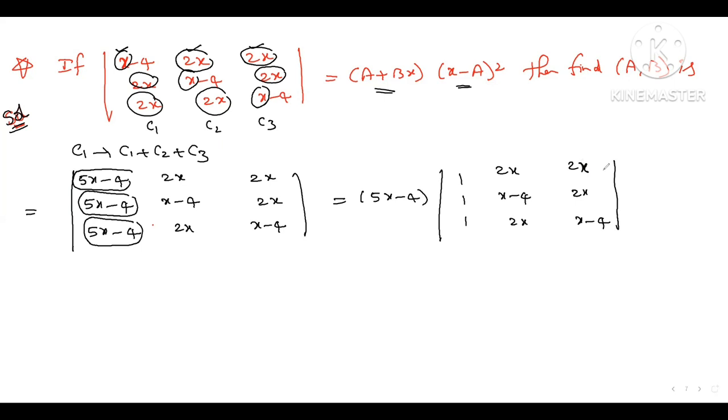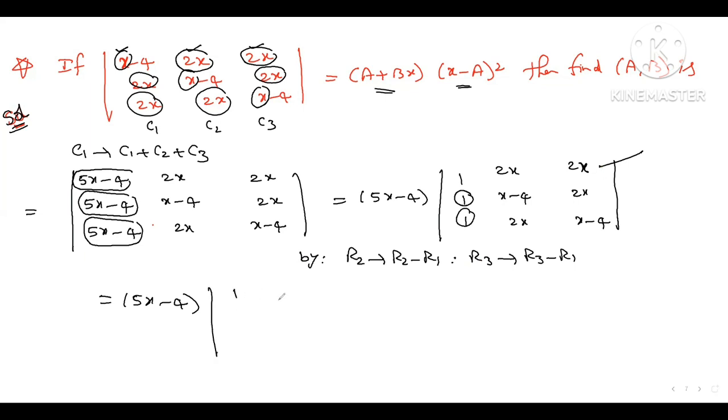Okay, now let us simplify. Here, the first column has all ones. Here, two of the ones must be made into zeros. Here R2 is replaced by R2 minus R1, using the first row, and the second and third rows are made into zeros in the first elements. R2 is replaced by R2 minus R1. R3 is replaced by R3 minus R1. So by using these two operations, what do we get here? 5x minus 4 into the first row written as it is: 1, 2x, 2x.